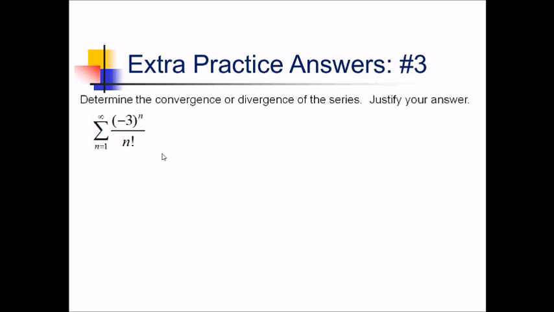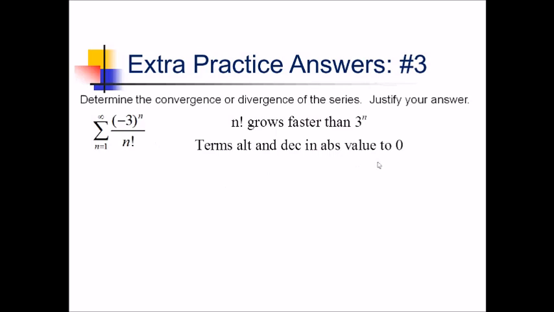Now, the key on this one is recognizing that n factorial is going to grow faster than 3 to the n. So that means we have terms that are alternating, because we're going back and forth, negative, positive here, alternating and decreasing in absolute value all the way to 0. The limit of the nth term here is going to be 0. So because we have terms doing this, that means we are converging by the alternating series test.